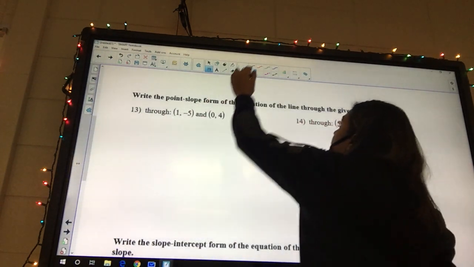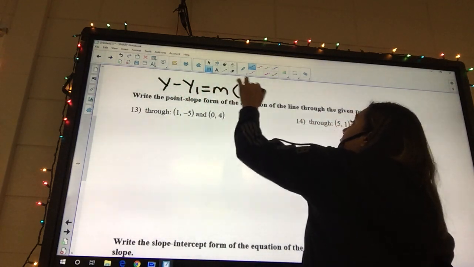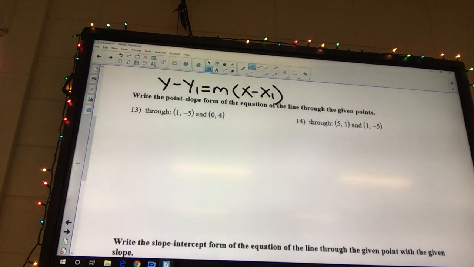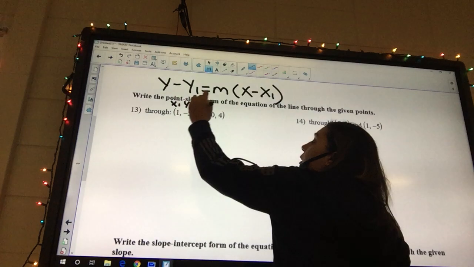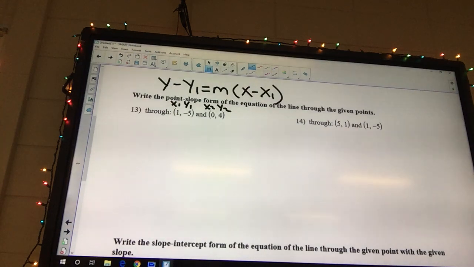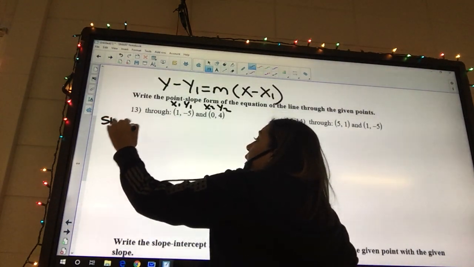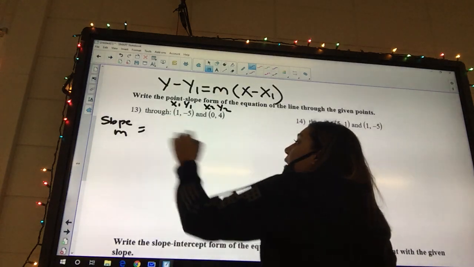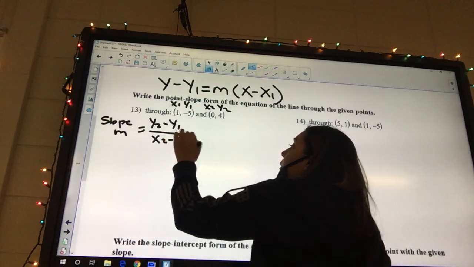Okay, 13 says write the point slope form. Okay, this is our point slope formula. And then we know what we need our answer to look like. Well, let's look at what we've got. Well, I've got 2 points, x1, y1, x2, y2. We said, well, what formula uses those letters or those things that I wrote down? And the formula that would be the slope formula, okay? And that's just the letter M. And so that formula is y2 minus y1 over x2 minus x1.